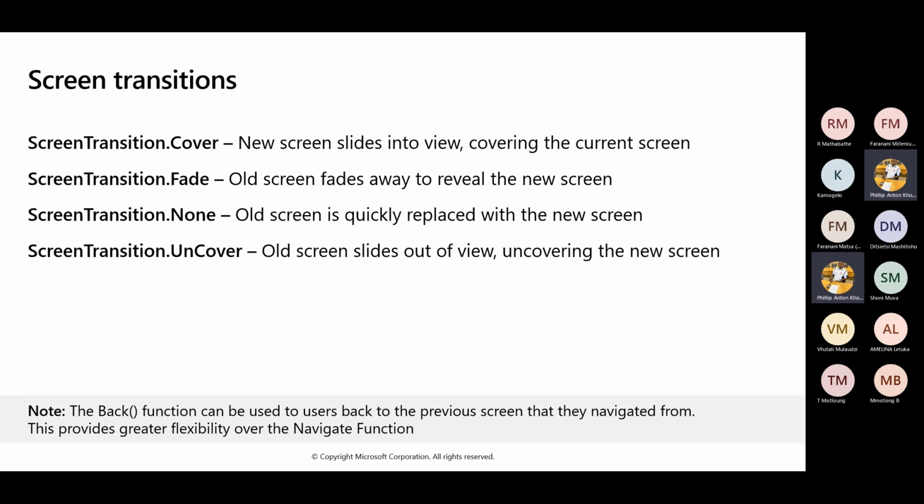Okay, so we have different types of transitioning. If you want your app to have some sort of animation, instead of just a page appearing like it was just thrown onto the screen, you would want to use some transition to make a smooth flow of screens in your application. So we have cover, we have fade, we have none, we have uncover, right?